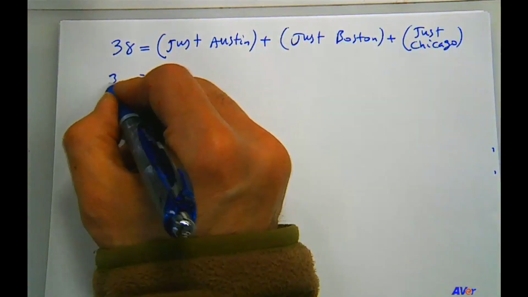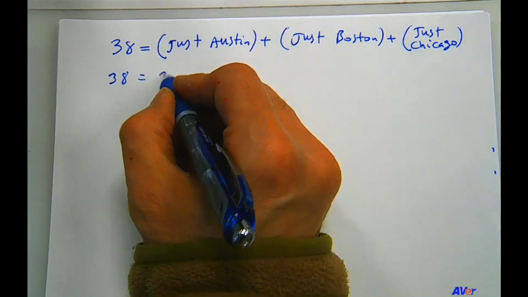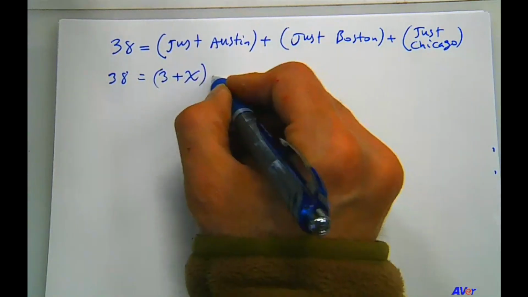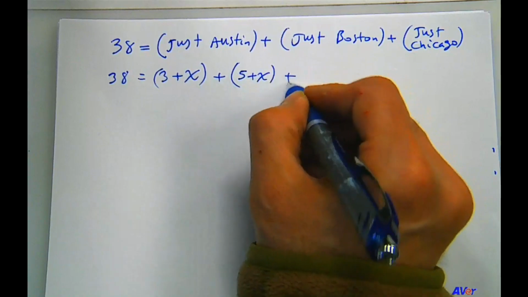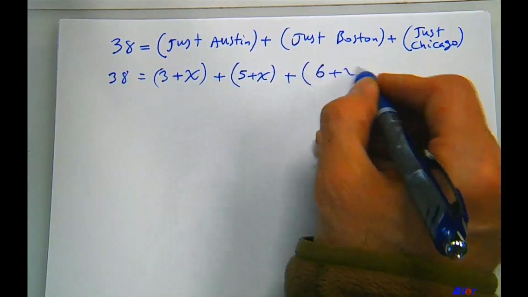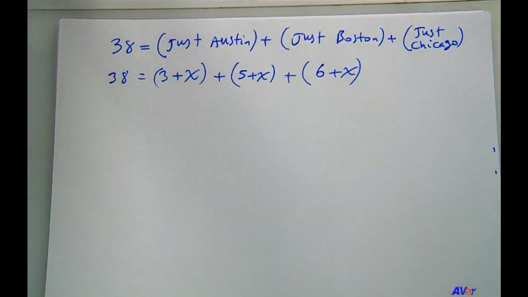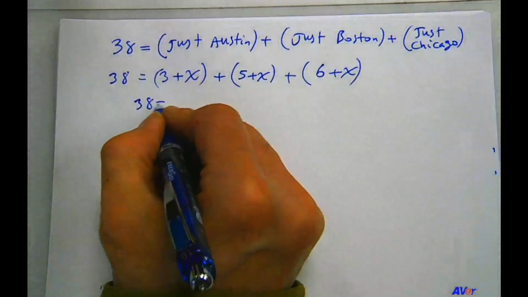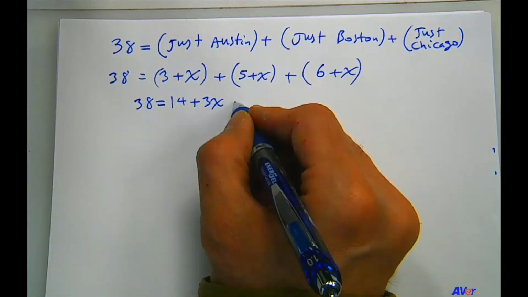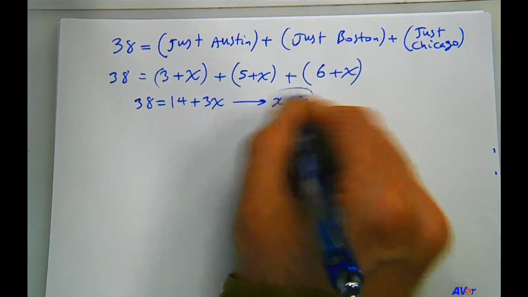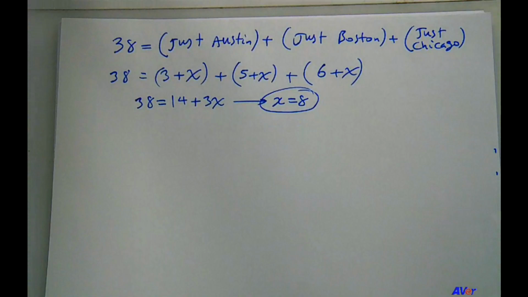Okay, so we have the 38, then we have, for Austin, 3 plus x, plus just Boston, we had 5 plus x. For just Chicago, we had 6 plus x, right? So let's do the algebra on that, and we end up with 38 equals 14 plus 3x, or x equaling 8. So 8 people out of this 100 visited all 3 cities.